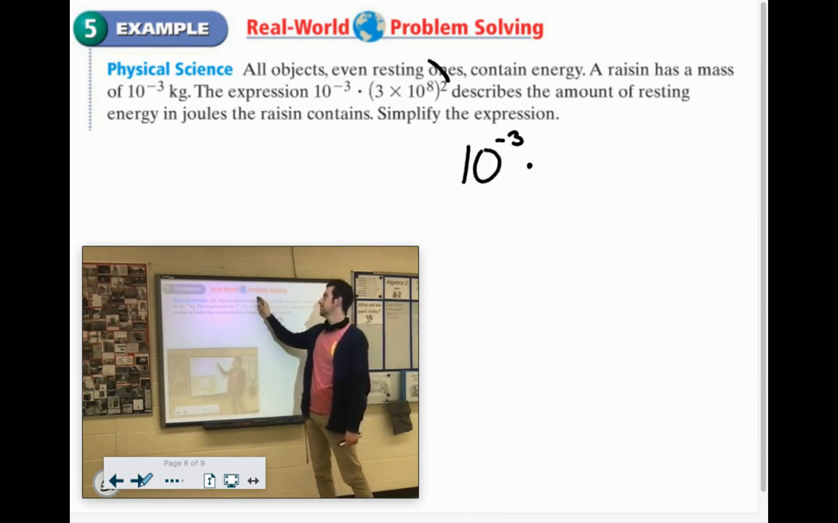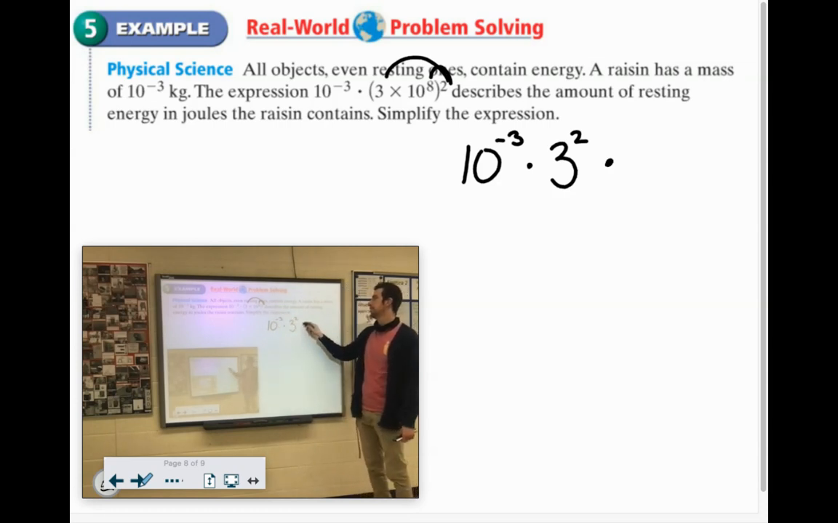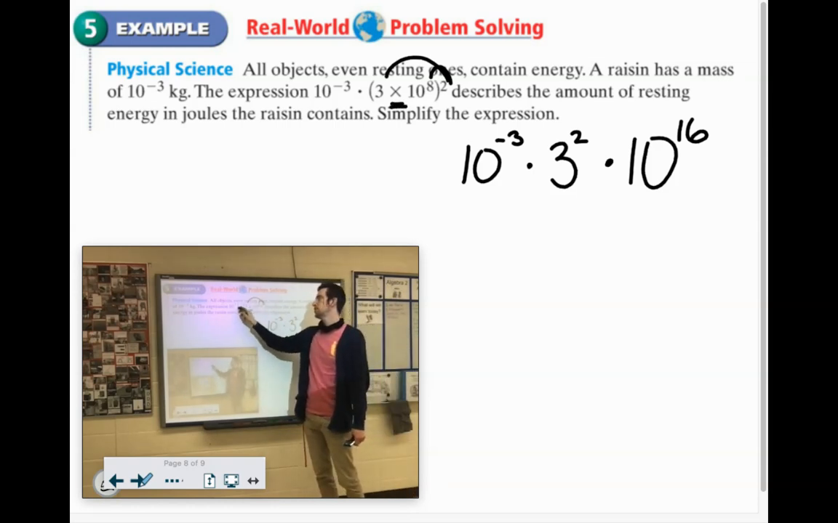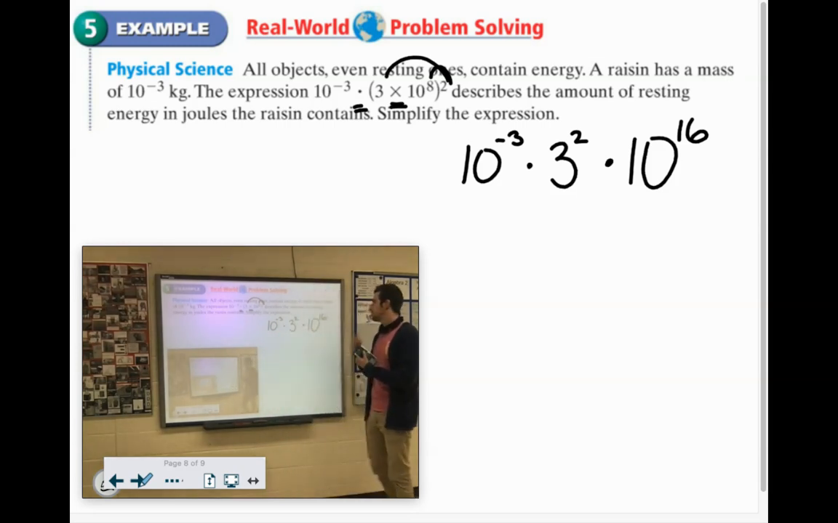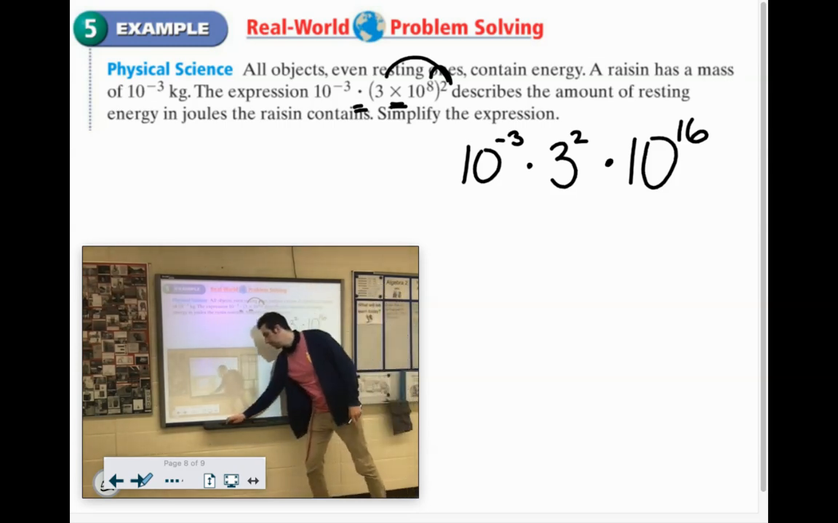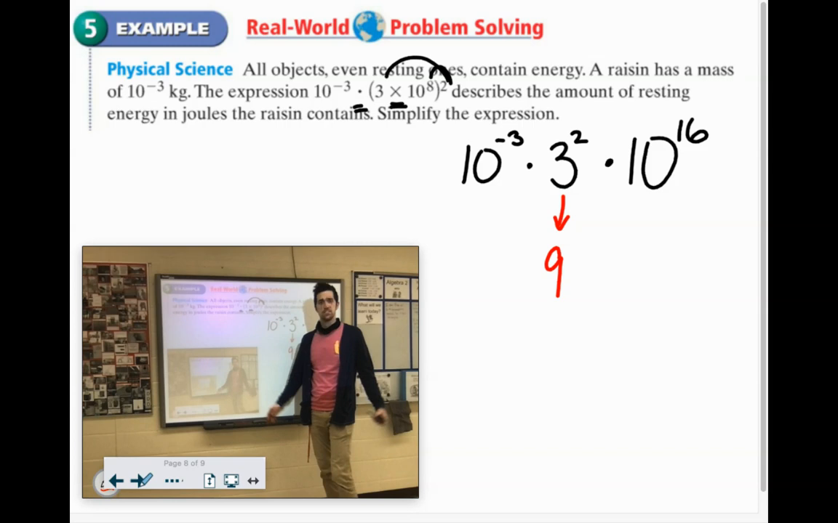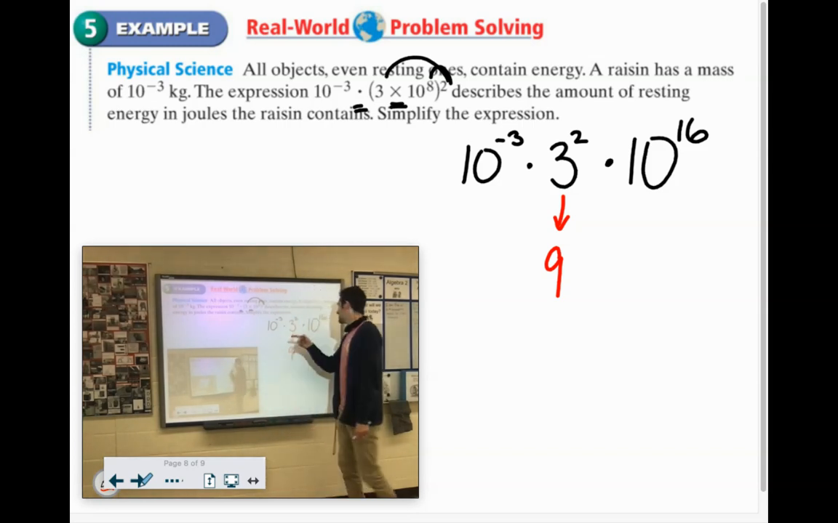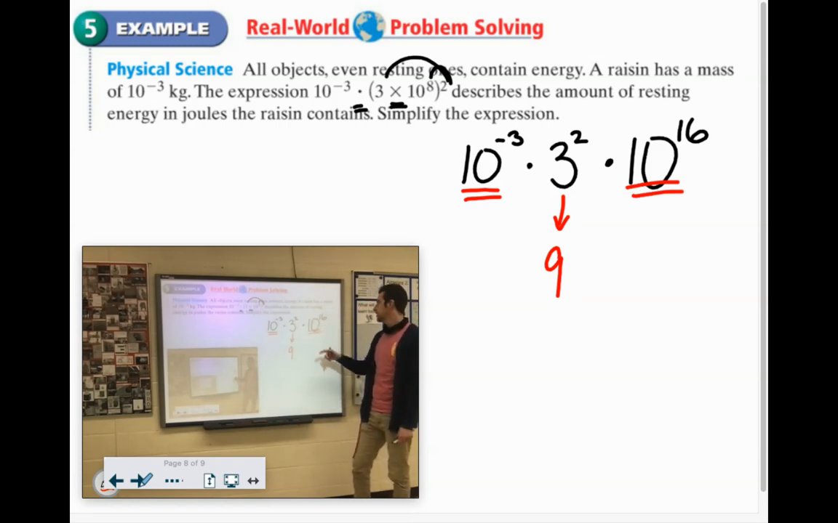Now let's give that second power to everything. So we'll have 3 to the second power, and we'll have 10 to the 16th power. Remember, this multiplication sign and this multiplication sign both mean multiplication, so that means we're adding the exponents. So it doesn't matter how you write it, but let's simplify what we can. I know what 3 squared is, not because I'm a genius, just because I can do 3 times 3. Now these 10s, these are the same base, so that's when we add the exponents. So negative 3 plus 16 would be 13.